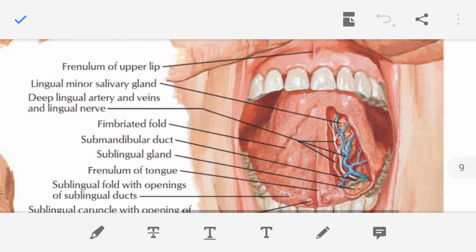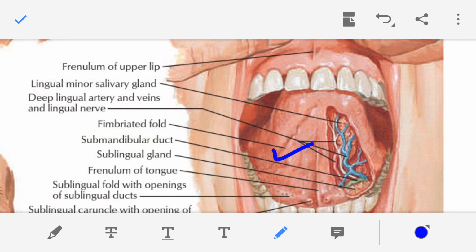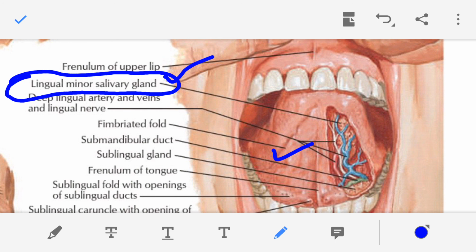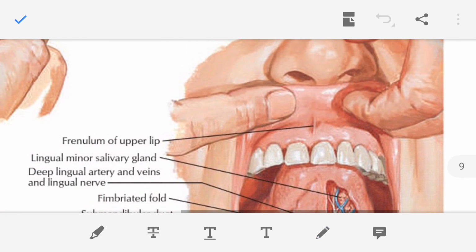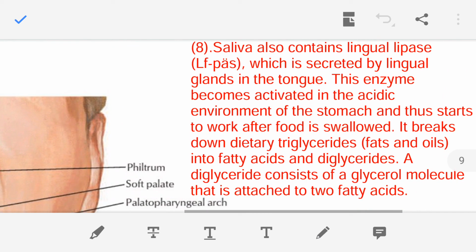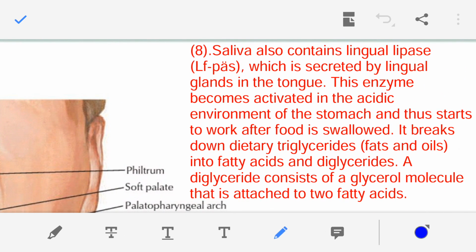this is our tongue, and in the tongue a lingual minor salivary gland is present. So once again, for fat digestion, what is happening in our tongue? A lingual minor salivary gland is present. And what is this gland doing? So this lingual gland secretes the enzyme lingual lipase.